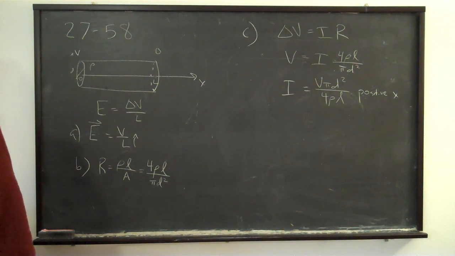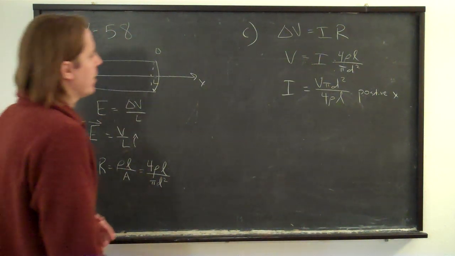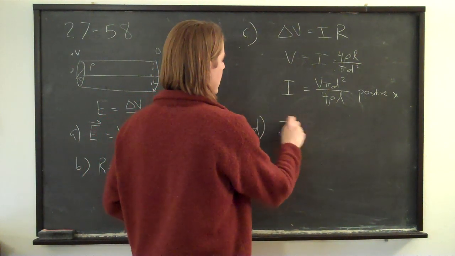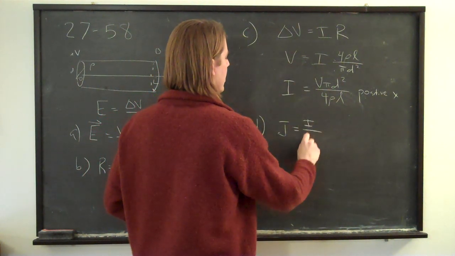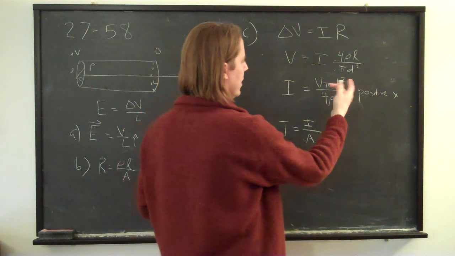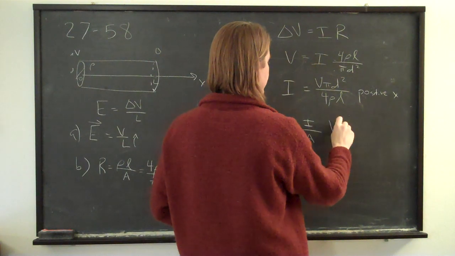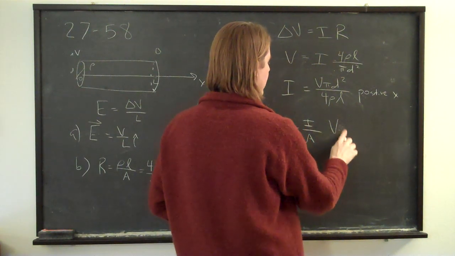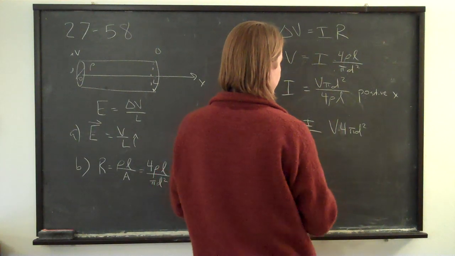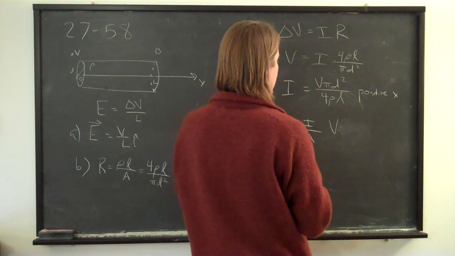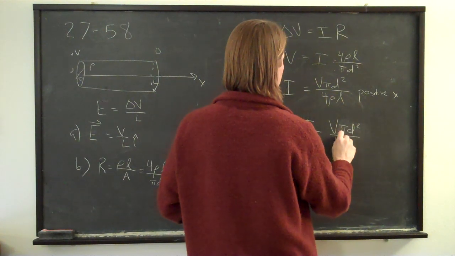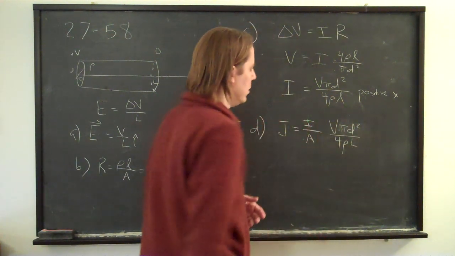It also asks for the current density in the wire. So D, current density, of course, is just the current over the area. So we're going to take this expression, V pi d squared over 4 rho L, and divide it by the area.